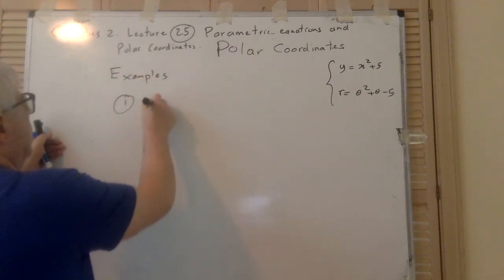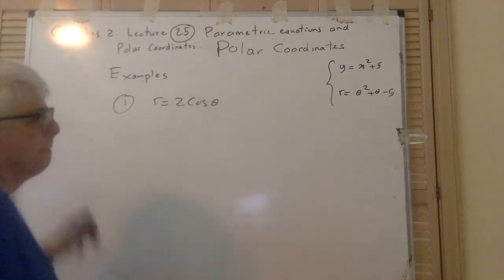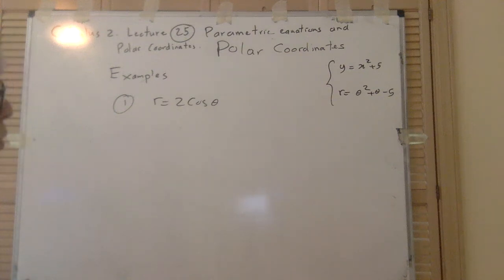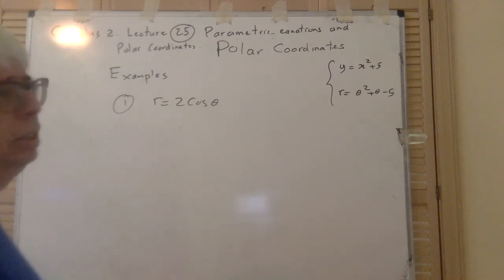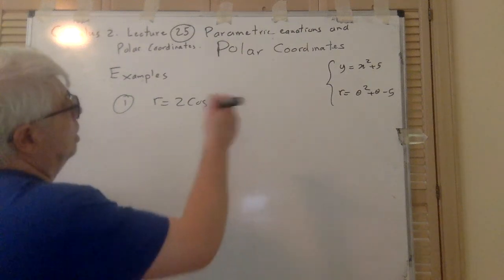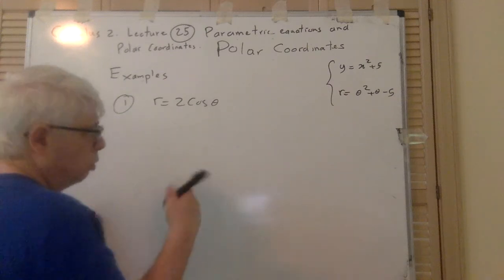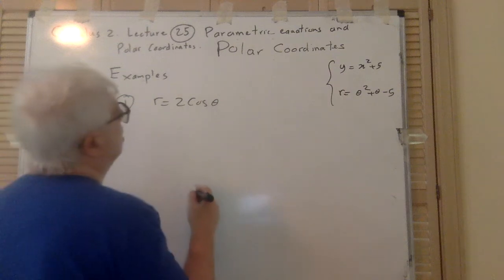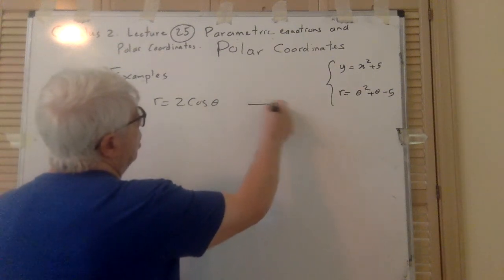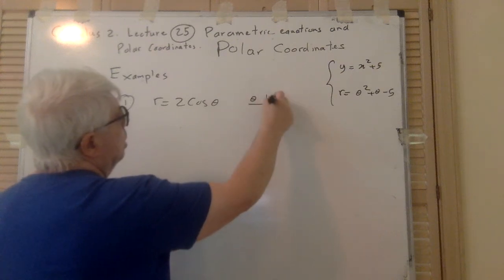let's take r is 2 cosine theta. If I had y equals 2 cosine x, you know what that is. But let's see what this thing is. It's much, much nicer than its counterpart in rectangular coordinates. So I need a grid. Suppose we have a table, with theta as independent and then r as dependent.